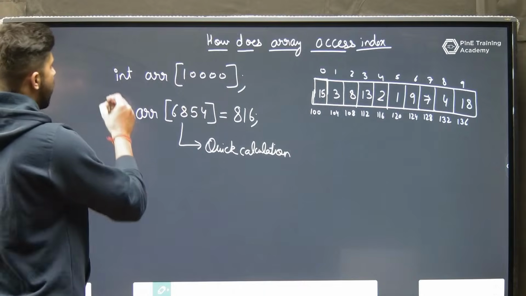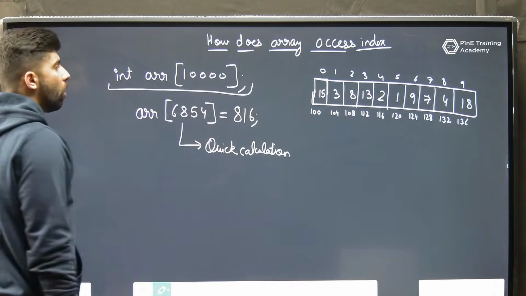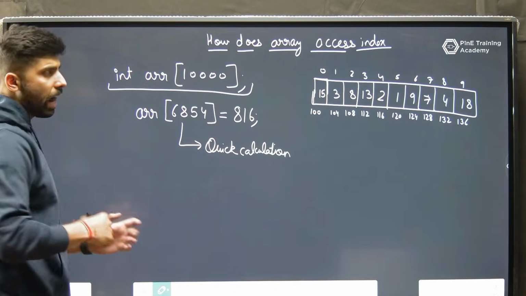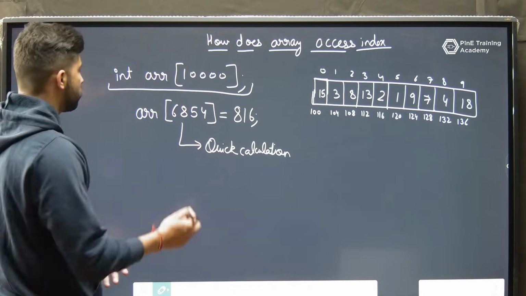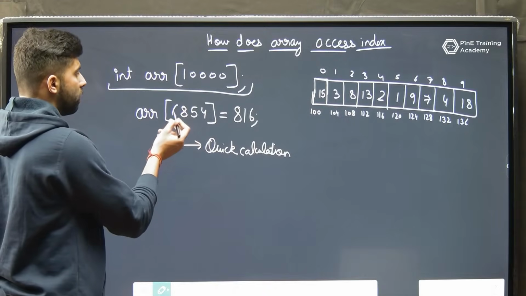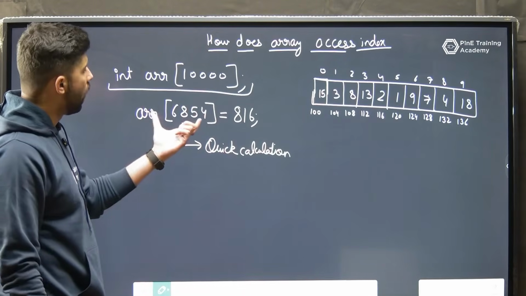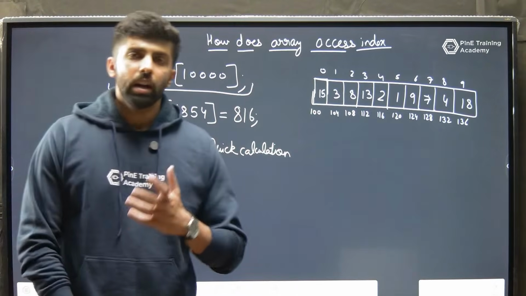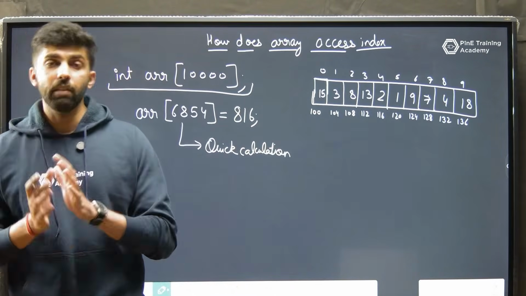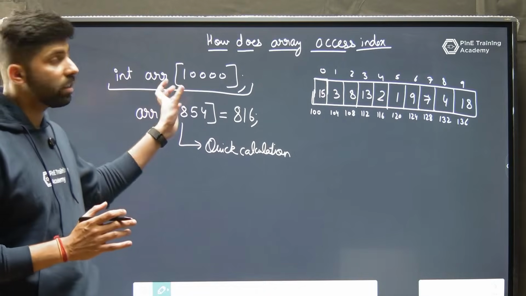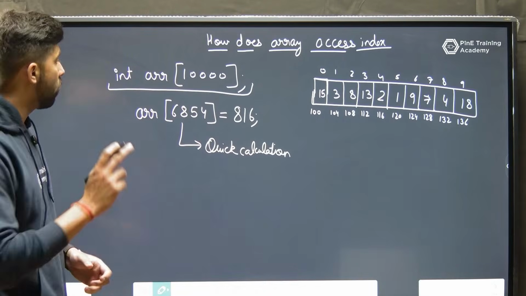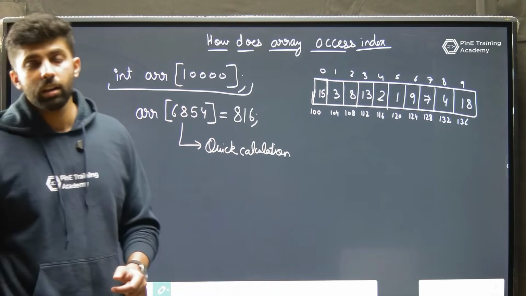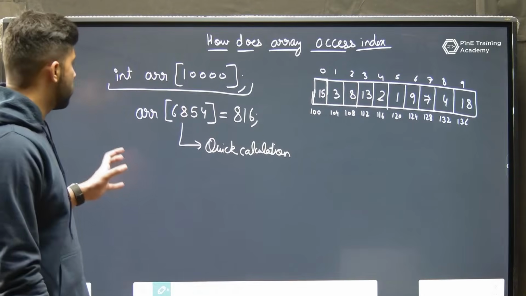Now suppose I create an array of size 10,000 and I randomly pick an index to assign a value. So I'm using the index value 6854 and I want to assign a value 816. Now what do you think will happen? I have an array of size 10,000 and I want to access the 6854th index. What do you think?